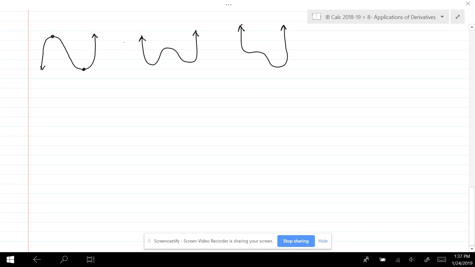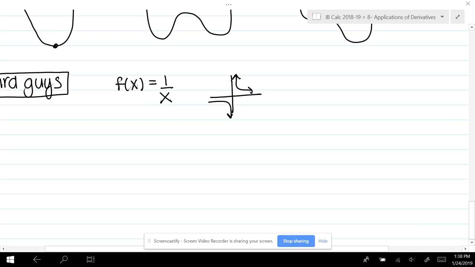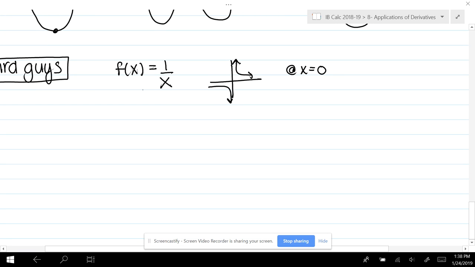So what I want to look at now is what happens with weird graphs that aren't polynomials, where you have to find intervals of increasing and decreasing. For example, f of x equals 1 over x looks like this. He's decreasing for all real numbers, but when you take the derivative, you're not really getting where your derivative is equal to 0, because at x equals 0 this function is undefined. But clearly there's something weird happening there.